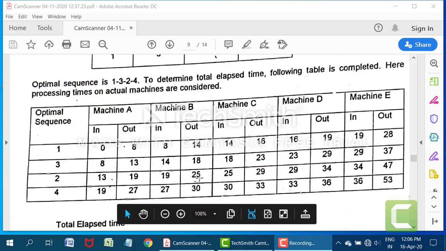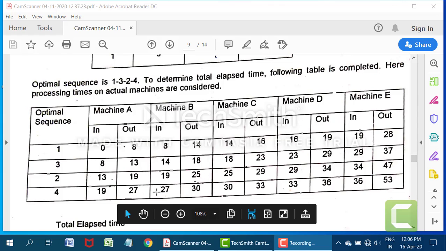So at clock time 25 the machine has completed the operation, whereas the next job was being processed on machine A up to clock time 27. So we can load it onto machine B only at 27, not at clock time 25. Why? Because the job was busy on machine A up to clock time 27. Though the machine has completed the previous job by clock time 25, this job has not come to this machine.